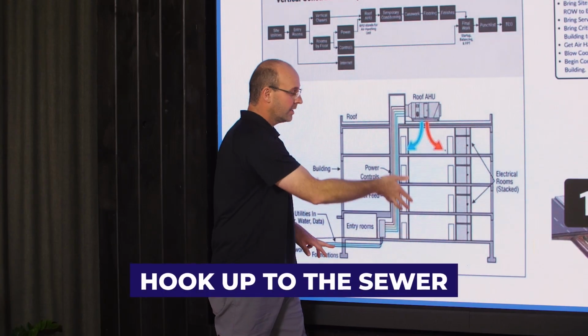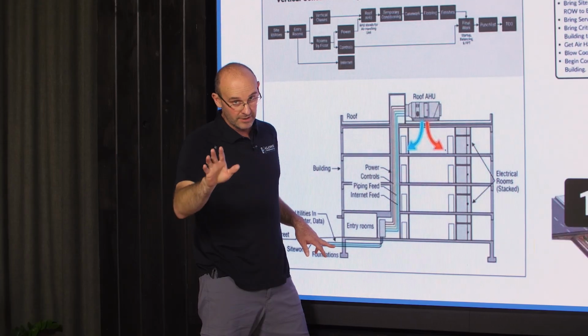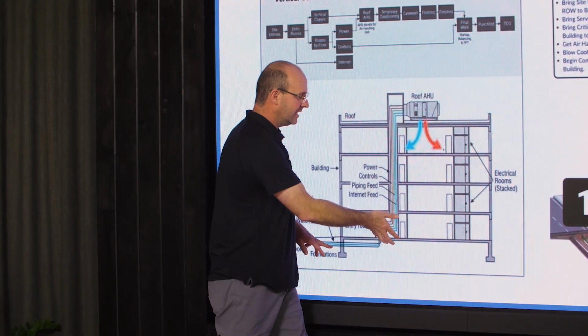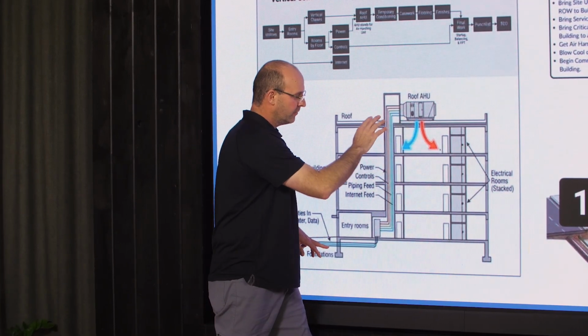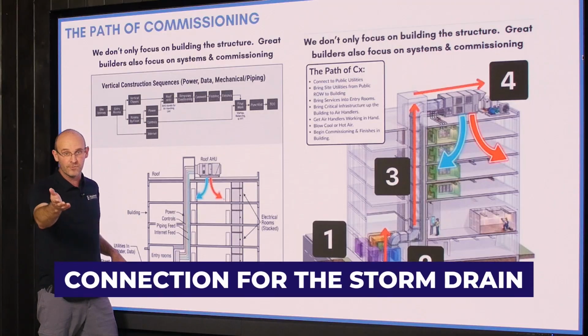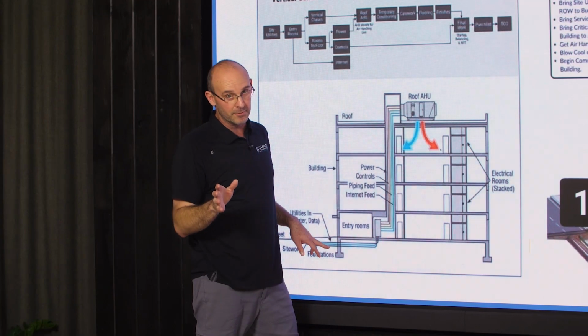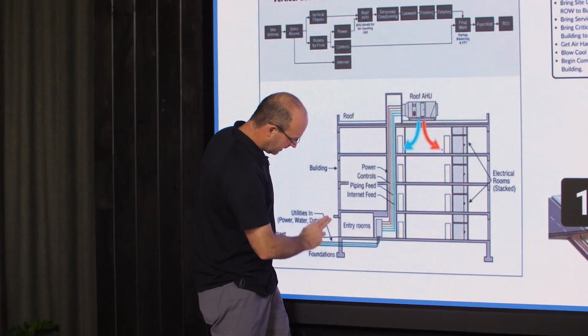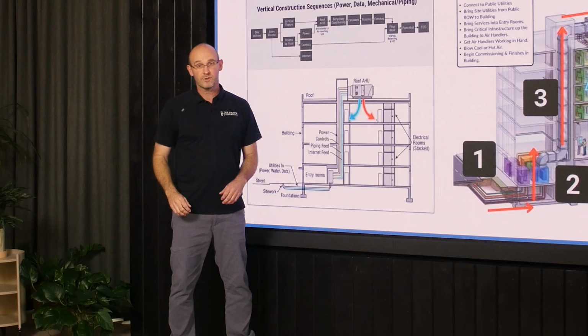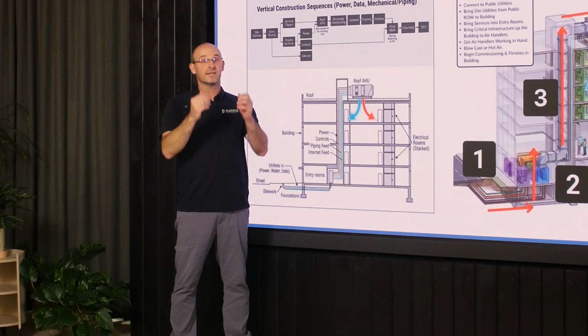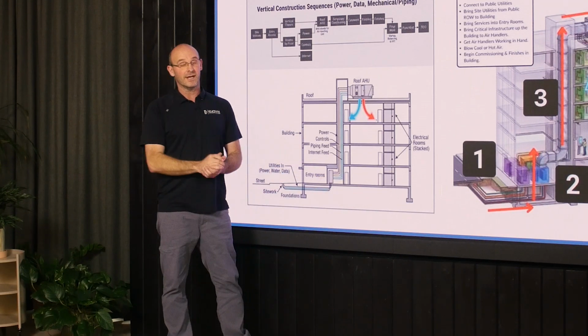You will need the hookup to the sewer so you can drain it, if allowed. You have to get permission. You will need, if you're going to get your temporary roof up and running, the connection for the storm drain. You get my point. This right here is critical, and once you have those milestones and you know you have a plan, that's the other moment where you're like, we good.